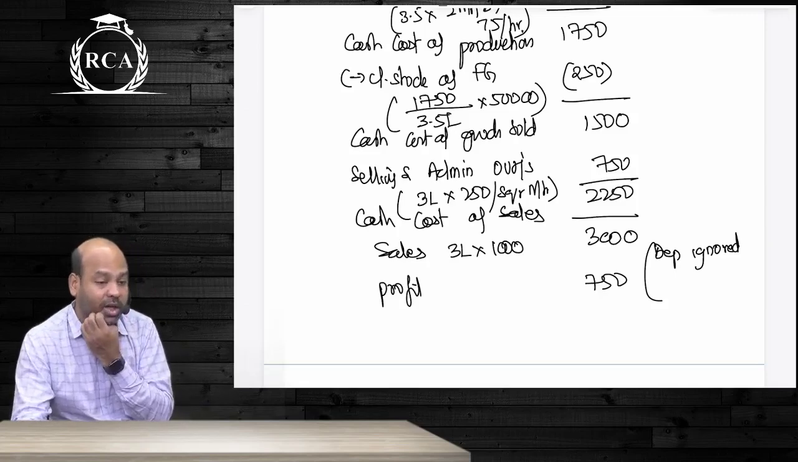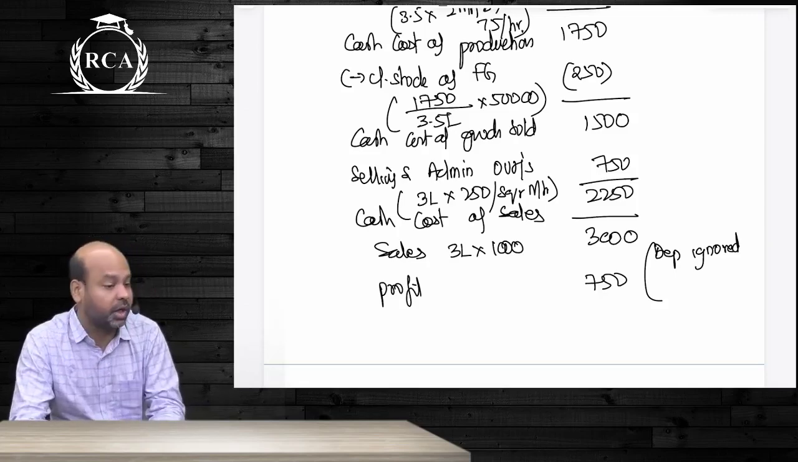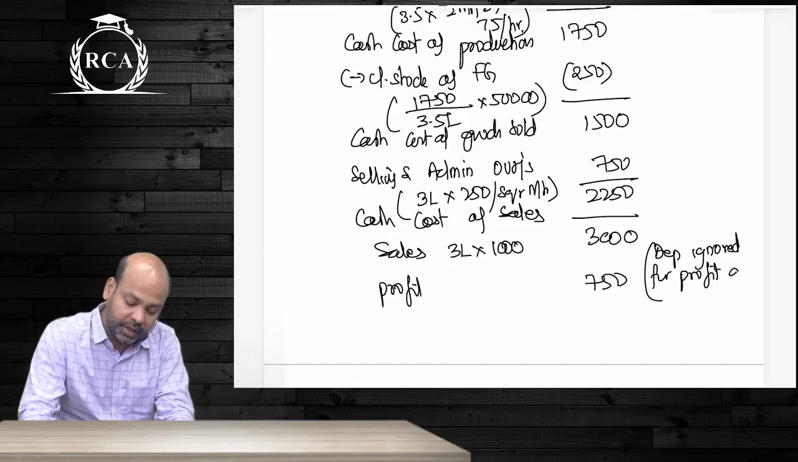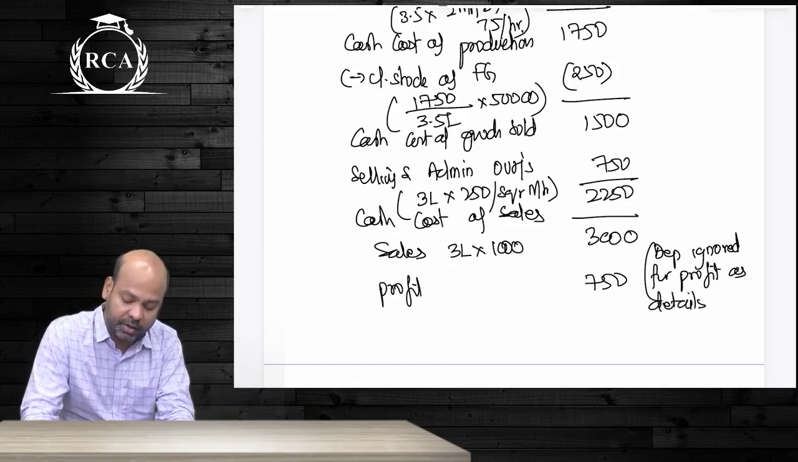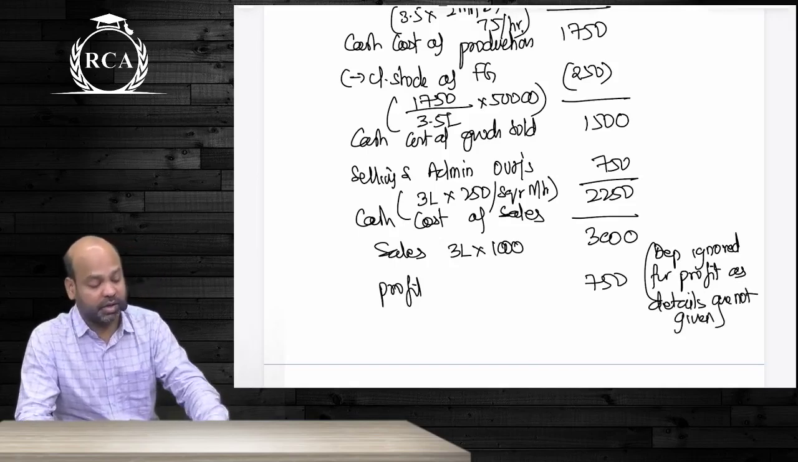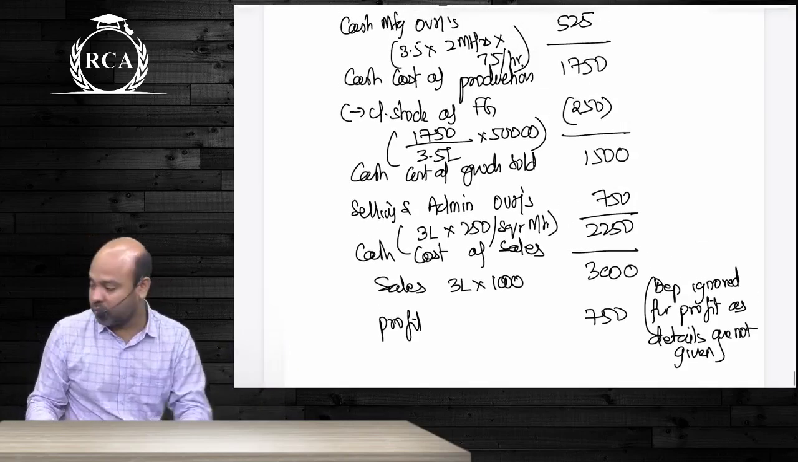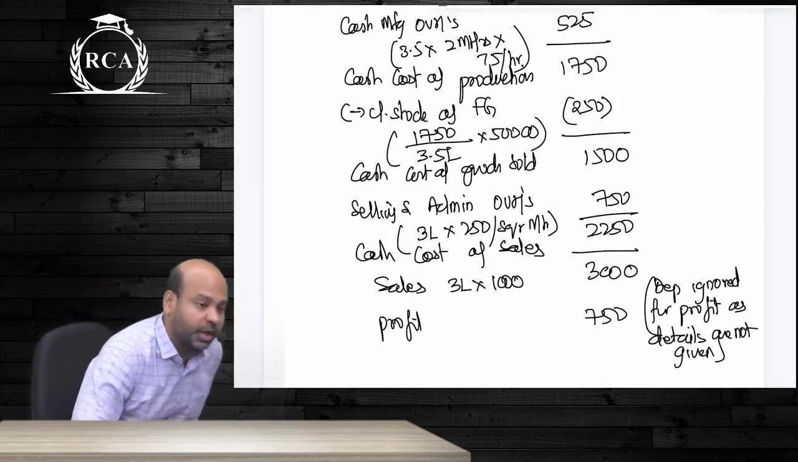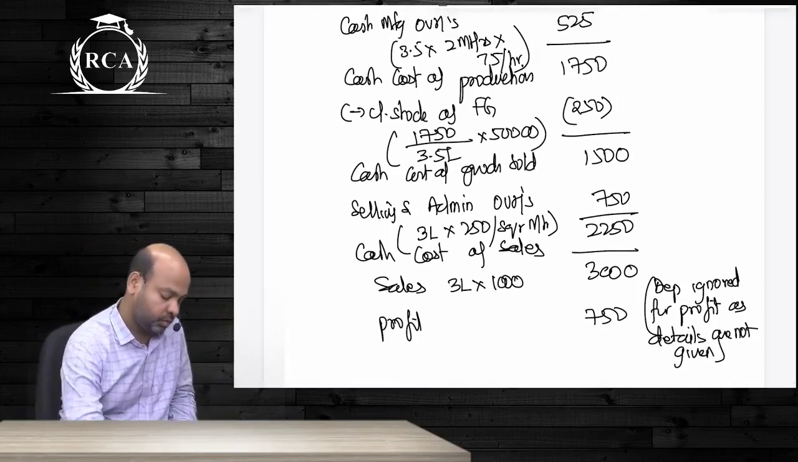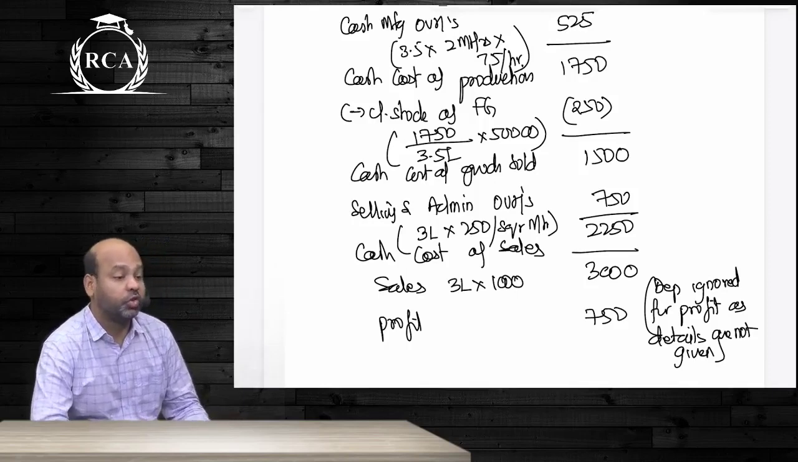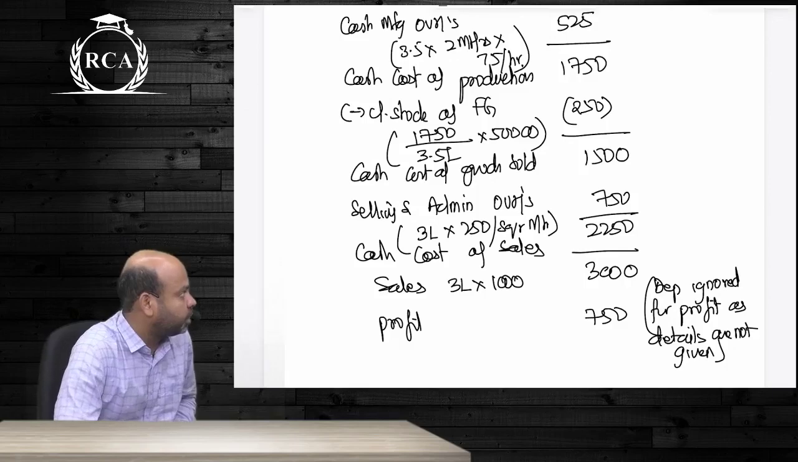Depreciation will not be considered guys for computing working capital, but it should be considered guys for computing profit. So we are ignoring depreciation for profit as details are not given. And answer anyway 750 hai. First bit ka answer guys is 750 lakhs. This will be the answer guys. Now using this you're going to present your working capital requirement. Use this guys to arrive at your working capital requirement beta.